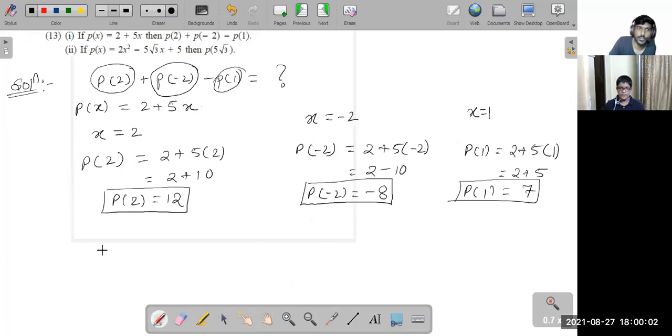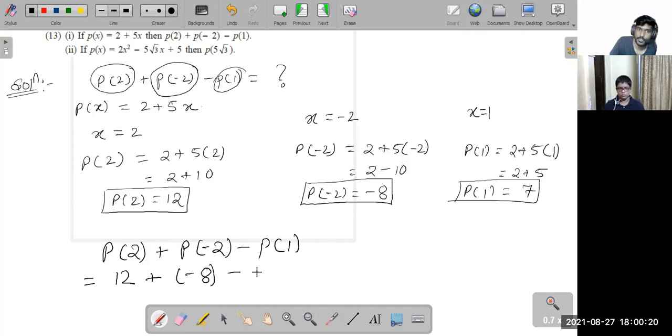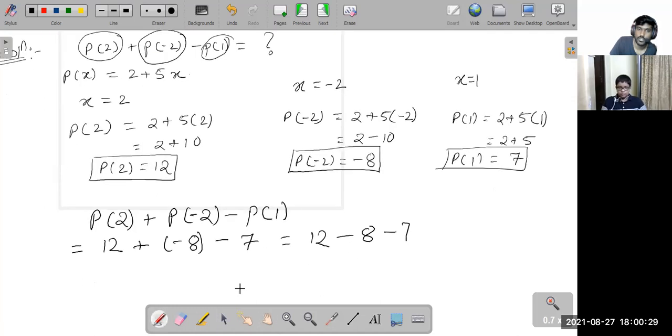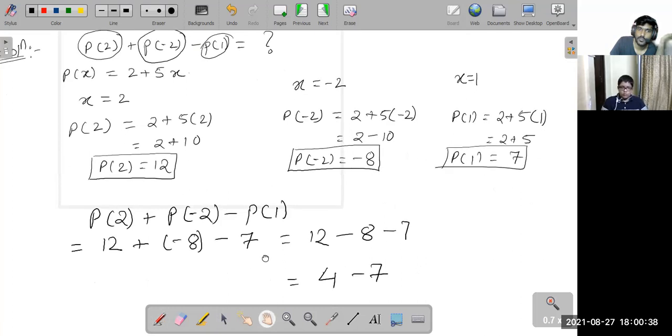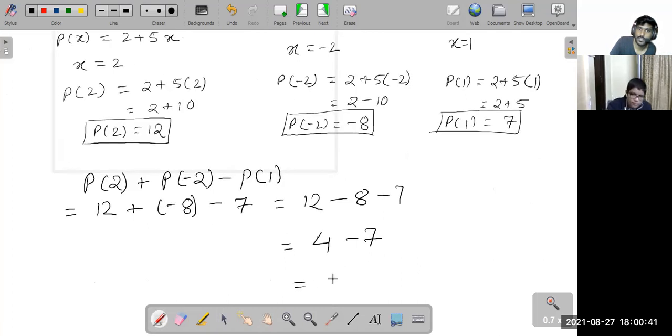Then they are asking you to find out p of 2 plus p of minus 2 minus p of 1. Substitute the values. P of 2 is 12, plus p of minus 2 is minus 8, minus p of 1 is 7. So you have 12 minus 8 minus 7. So 12 minus 8 is, sorry, 4. So 4 minus 7 is minus 3. So the answer is minus 3.